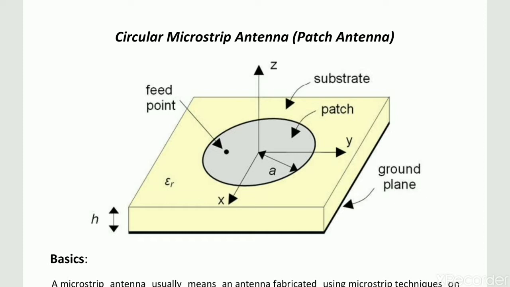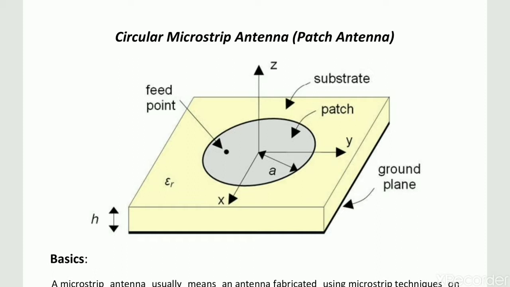Today in this session, we will discuss circular microstrip antenna, or circular patch antenna. Earlier, we have created two videos which explain the rectangular patch antenna, also its construction, applications, advantages, disadvantages, feeding mechanism, and methods of analysis for the rectangular patch antenna. So there is another type of patch antenna, that is circular microstrip patch antenna.